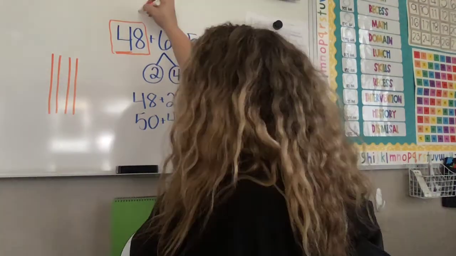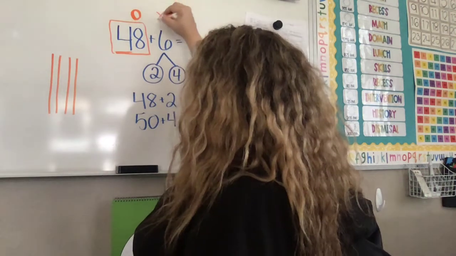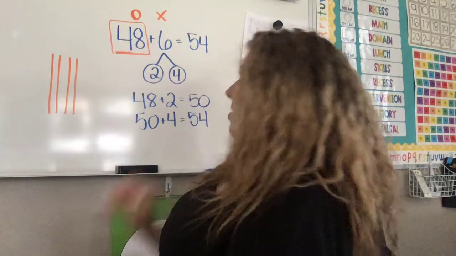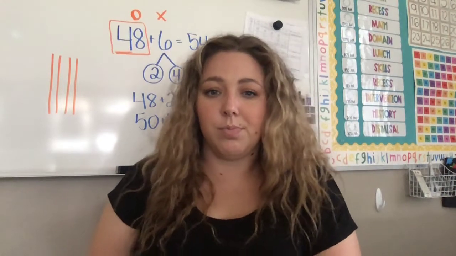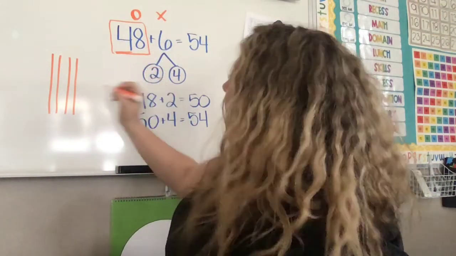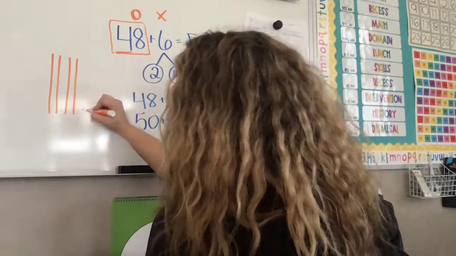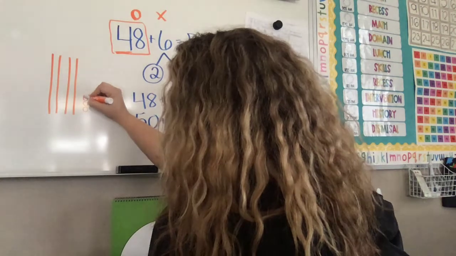Now, your big number is always going to be your circles, and your small number is going to be your X's. And you'll see why. So when I'm breaking apart 48, I have my 4 10s. I'm going to count with my 8s. Ready? 1, 2, 3, 4, 5.